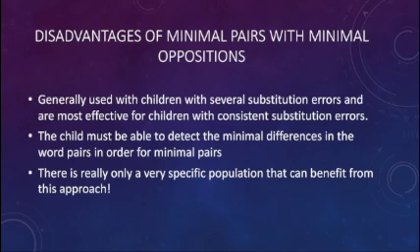Minimal oppositions are generally used with children with several substitution errors and are most effective for children with consistent substitution errors. However, this approach is effective only with children that have intact cognitive skills, or at least they must have sufficient skills to recognize the confusion created by an error. In order for the therapy to work, the child must be able to detect minimal differences in the word pairs in order for minimal pairs. So as you can see, there is really only a very specific population that can benefit from this approach.